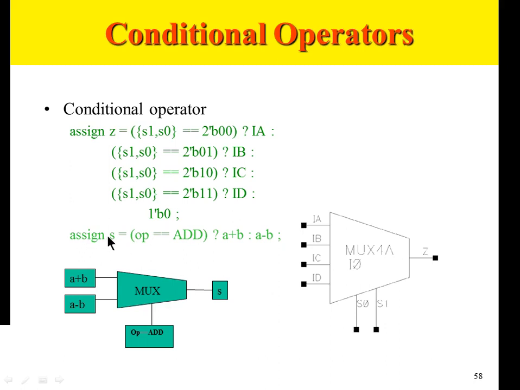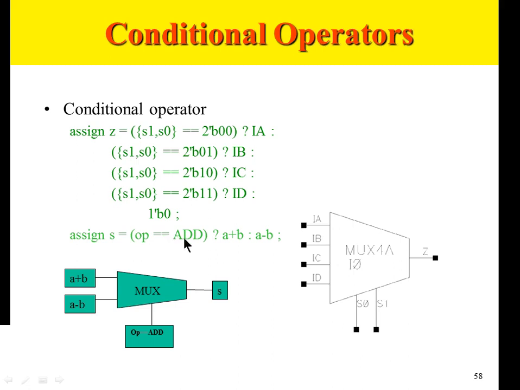Simple one line. Assign s is equal to op equal to add. So check if op is equal to add. If it is equal, this condition is true, question mark, then adder output a plus b will give me adder. This output goes to the sum output, the sum s signal. If this condition is not true, then this second value a minus b, which is a subtractor output, goes to s. So question mark means you check for this condition.